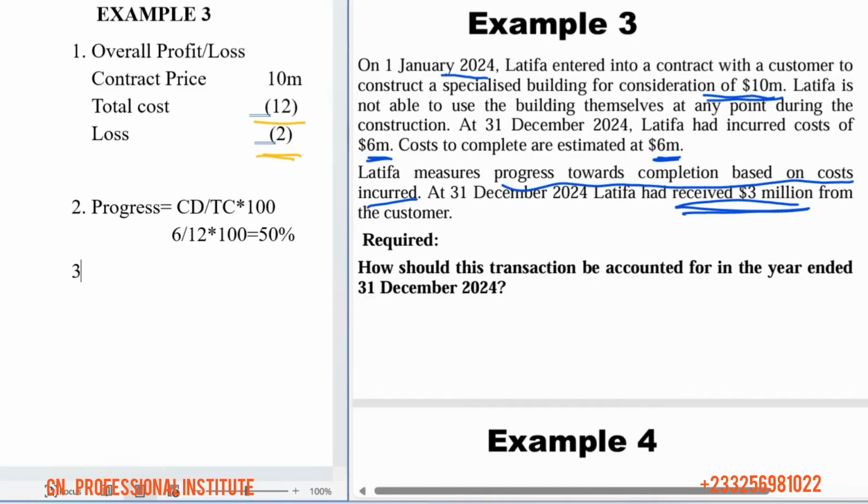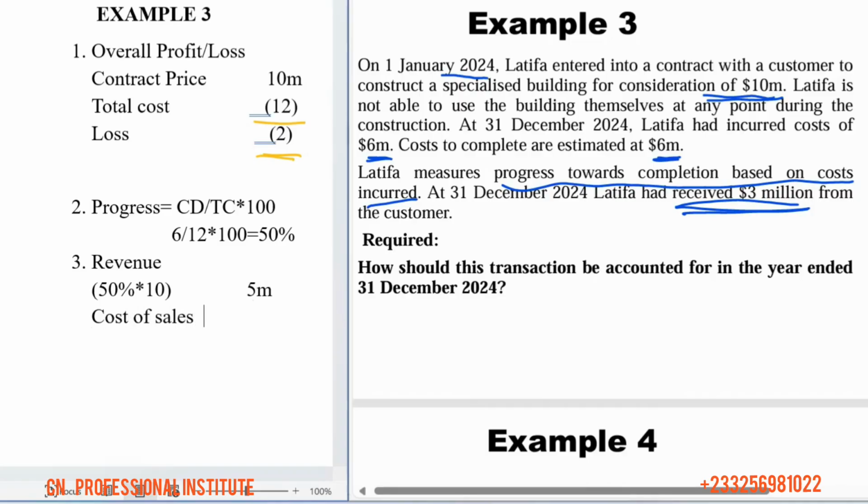Step 3 is we are going to record items in our P&L account, and step 4, financial position. So step 3, revenue as usual. How do we get the revenue? We said the revenue will be the progress, which is 50% by what? The total contract price, which is 10 million. Are you following? So 50% of the 10 million. And that will give us $5 million.